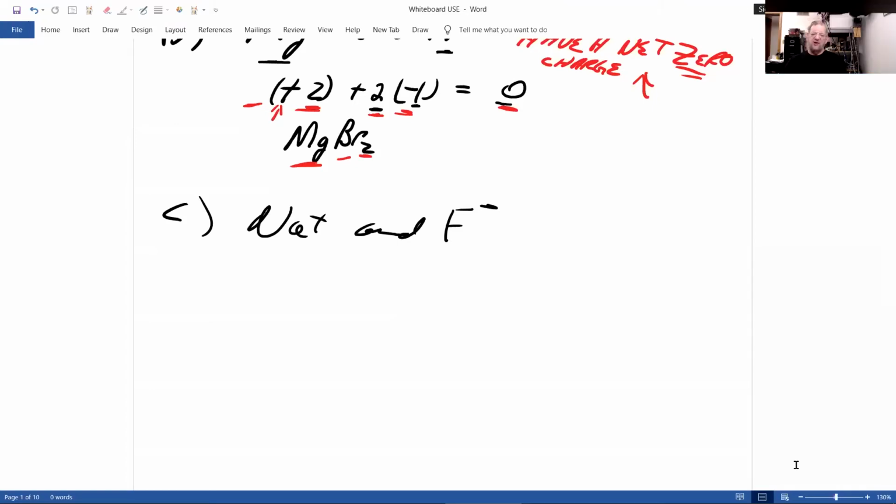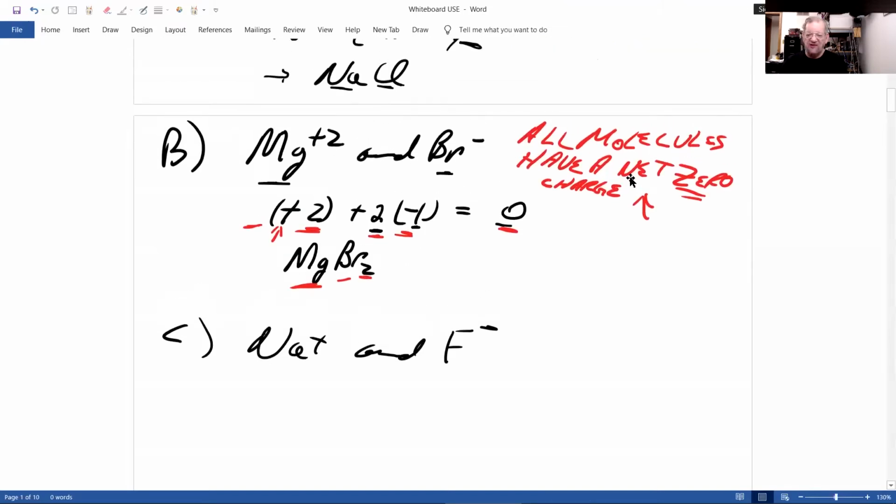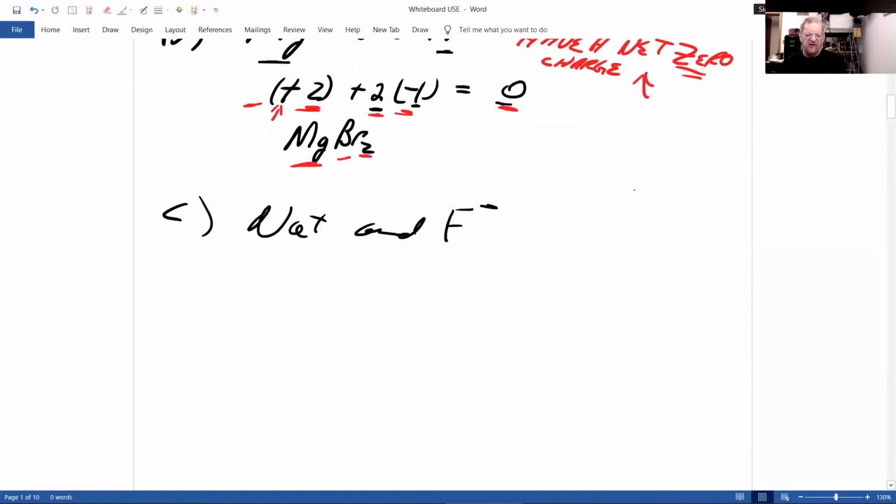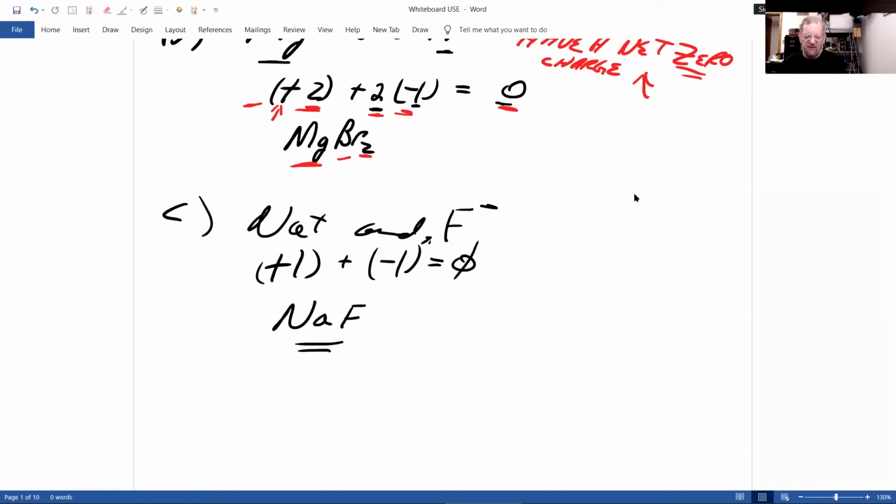All right, let's take a look at this. Remember, someone wrote it right up here. That was nice of them. All molecules have a net zero charge. All molecules have a net zero charge. Therefore, this is a +1. This is a -1, the fluoride. Does this add up to 0? And the answer is yes. So the molecule would have this formula, NaF. Now, NaF is called sodium fluoride.